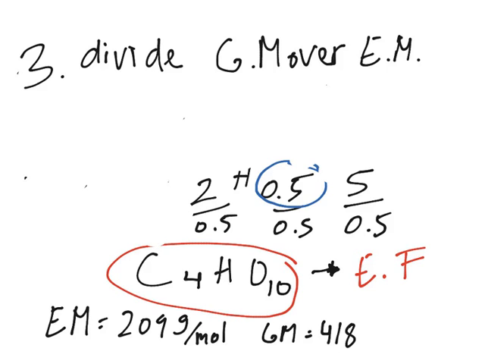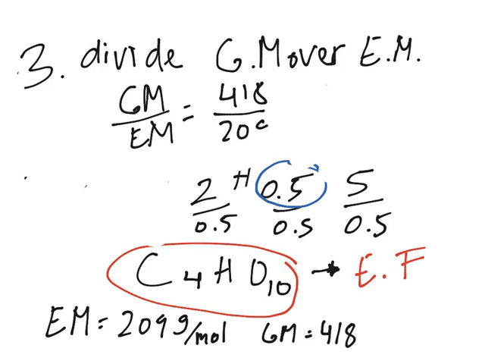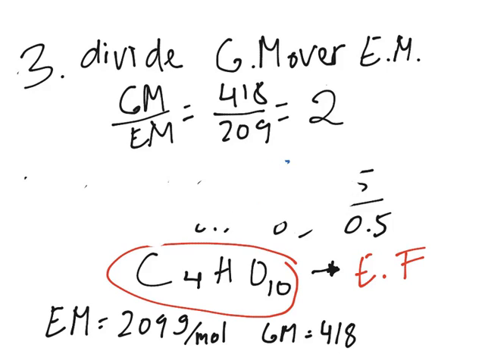It will be like this. Given mass over empirical mass. So for this case, the given mass is 419 and the empirical mass is 209, so it would simply be 2. And what you will do with that 2 is multiply it by the empirical formula you have.